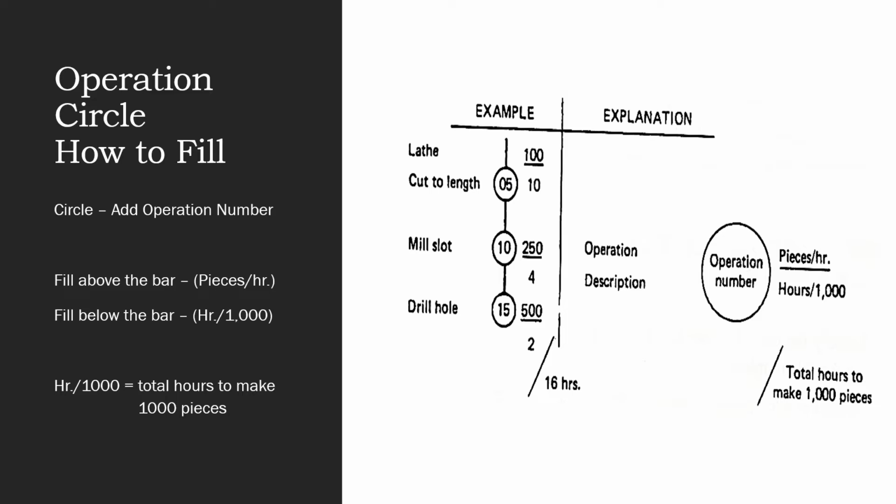And here is how to fill an operation cycle on a chart. In the cycle, we just add the operation number. The line bar here, fill above it the production pieces per hour, and fill below it the hours per 1,000 pieces or units. So the hours per 1,000 pieces is just equal to the total hours it takes to make 1,000 pieces.